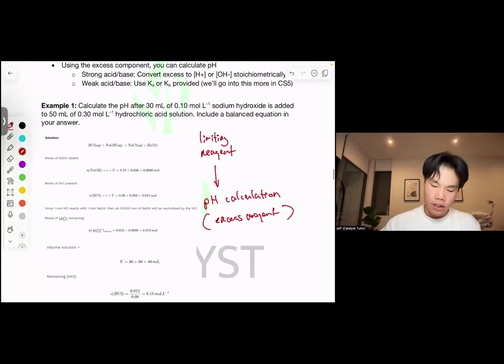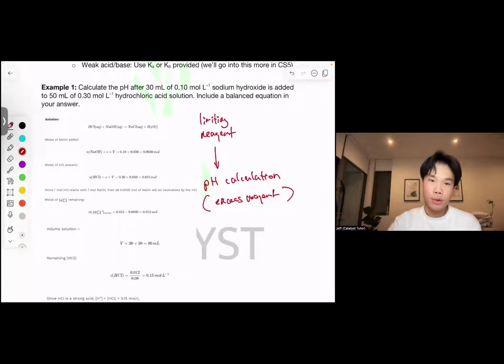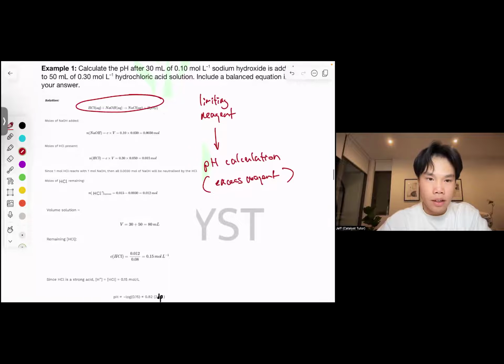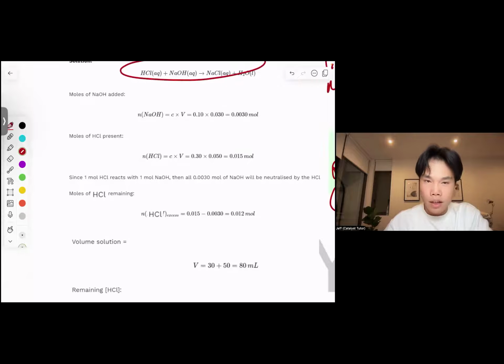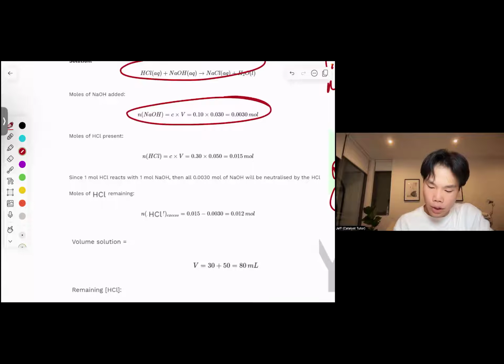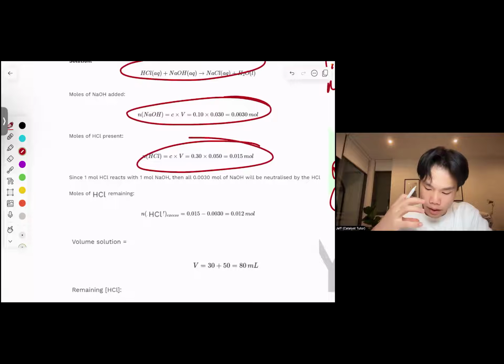Example question is, you're asked to calculate pH after 30 mils of 0.10 mole per liter sodium hydroxide is added to 50 mils of 0.30 mole per liter hydrochloric acid solution. And you need to include a balanced equation in your answer. So the balanced equation is as such: acid and base make salt and water. You first need to execute a limiting reagent calculation. So back to module 2, we have sodium hydroxide reacting with HCl, and that will form your salt and water.